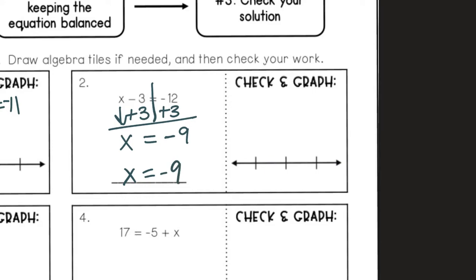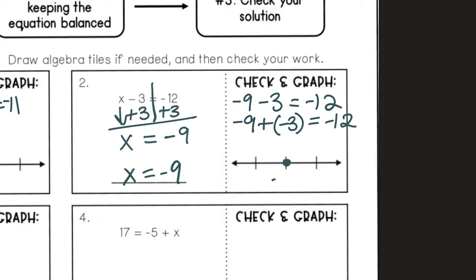If I plug in my value, negative 9 minus 3 equals negative 12. Remember, you always have to add the opposite when you're subtracting. So negative 9, change to addition. You're adding the opposite of positive 3, which is negative 3. Negative 9 plus negative 3 equals negative 12, because those signs are the same, my negative 9 and my negative 3. And I can add those numbers up, giving me a total of negative 12.